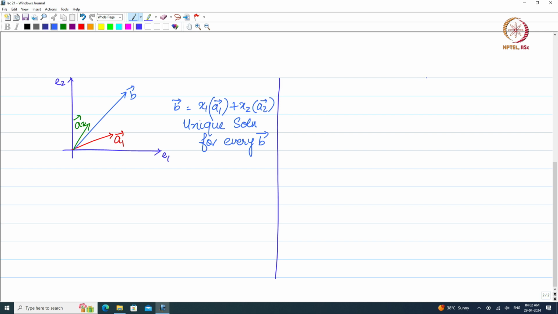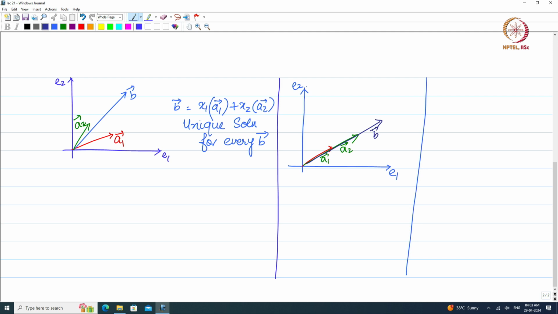We also looked at the other case, where you have the same e1 axis and e2 axis, and let us assume my A1 vector is here and my A2 vector is also here, in the same direction. If the b vector is along the same direction, we are going to have infinitely many solutions. That means you can find infinitely many scalars x1 and x2 such that b can be written as a linear combination of A1 and A2.